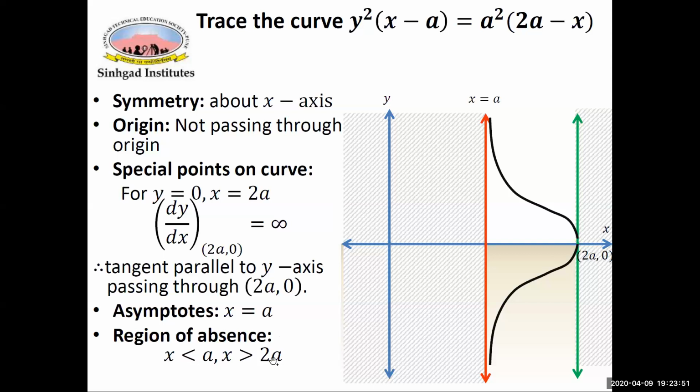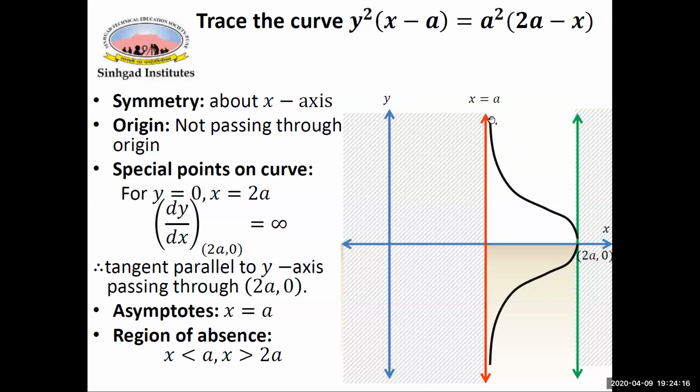So all the points are clear. The curve will not pass through origin. So here we don't have curve. It has an asymptote x equal to a. Tangent is x equal to 2a, which is parallel at (2a, 0). And now we have to identify the nature.